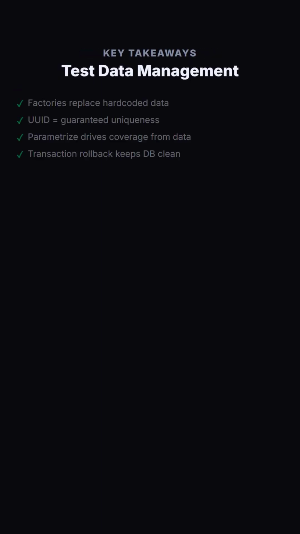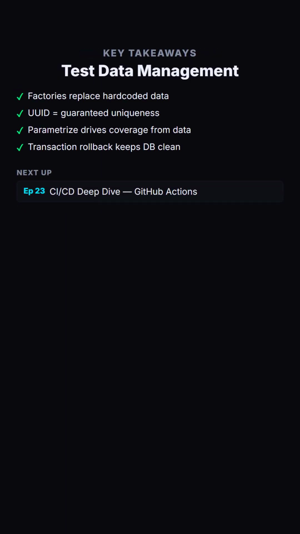Here is the summary. Hard-coded test data is fragile. It breaks when IDs change, collides in parallel runs, and makes your tests harder to understand. Factory functions give you dynamic data with sensible defaults and guaranteed uniqueness. Parameterization lets you drive many test cases from one function, scaling your coverage without scaling your code. Transaction-based cleanup ensures your database stays clean without brittle delete logic.